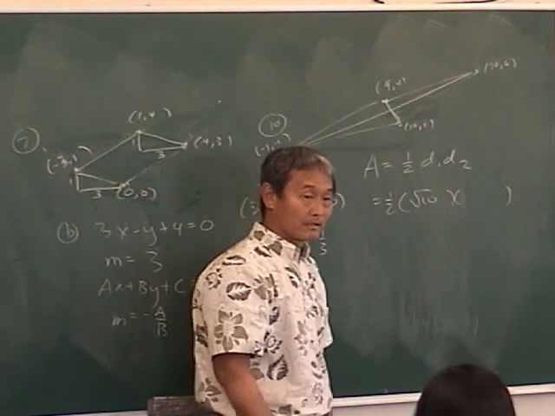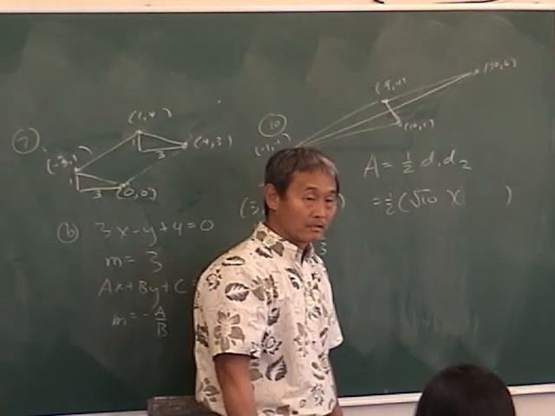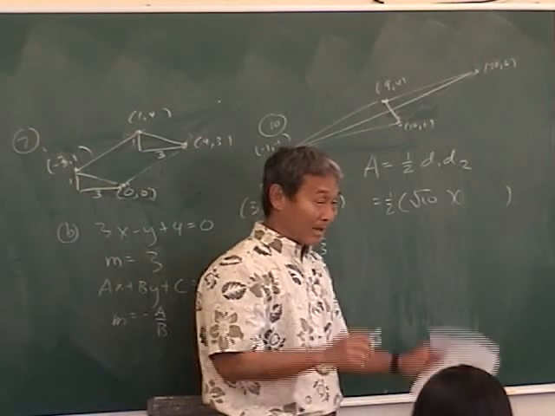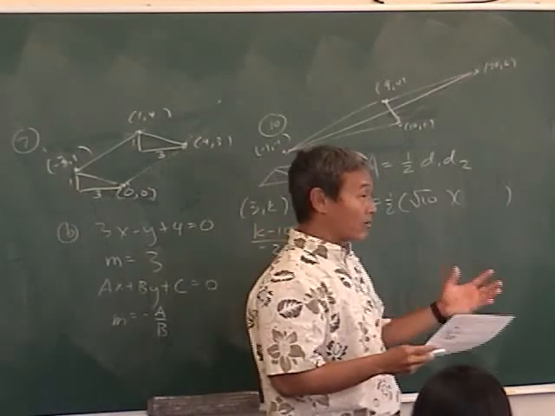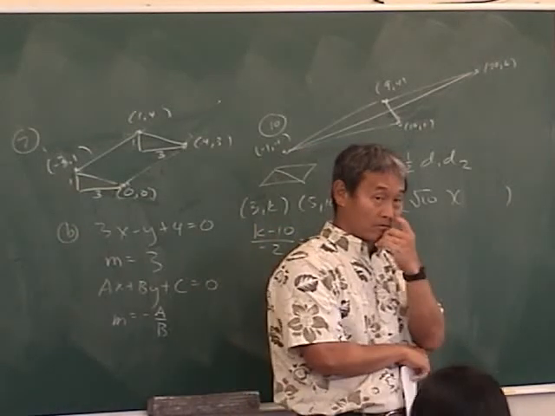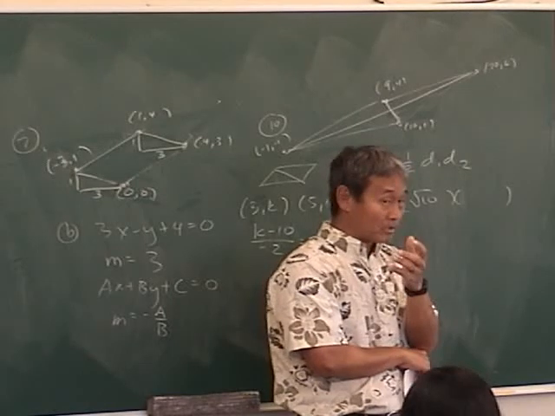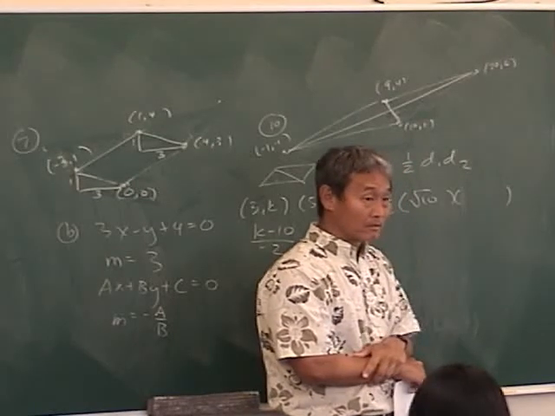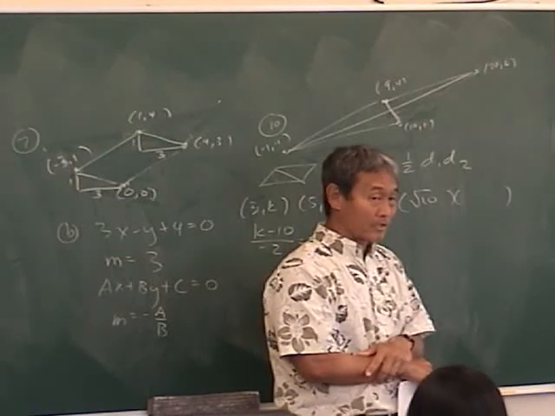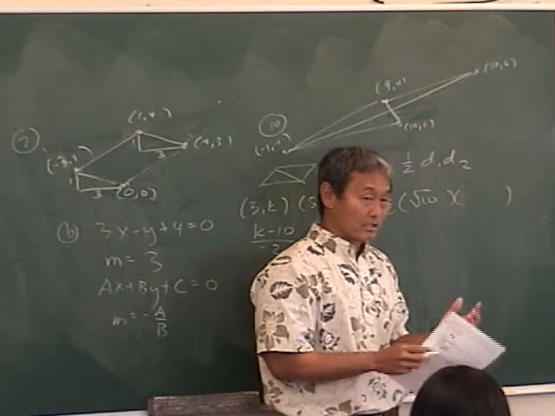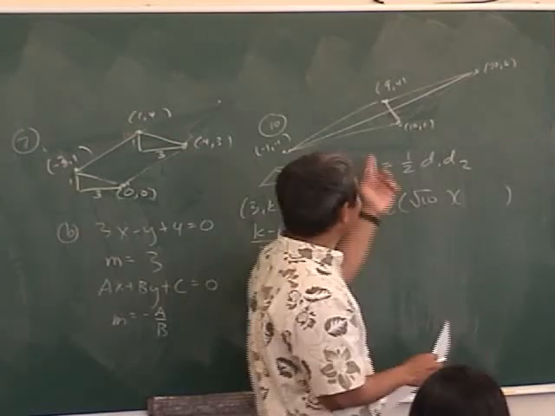Yeah. Wait, isn't a rhombus like a square? It could be a square. By definition, a rhombus is a quadrilateral where all 4 sides are equal. So it could be a square, but it doesn't have to be a square. Oh, just the 4 sides. You don't have to have right angles. Just the 4 sides have to be equal, so it could look like that, right?